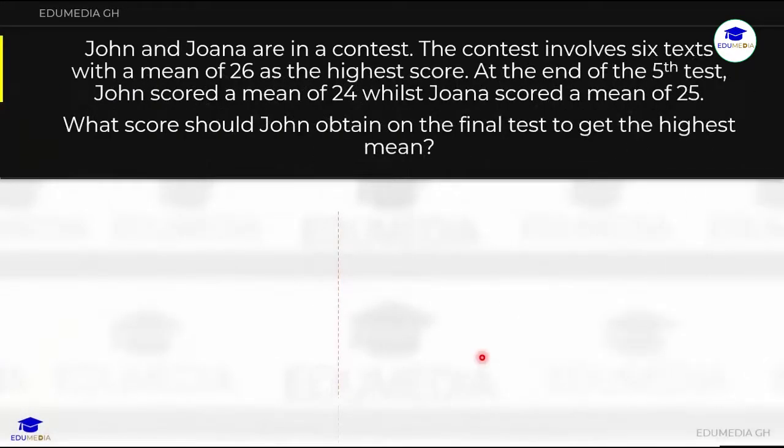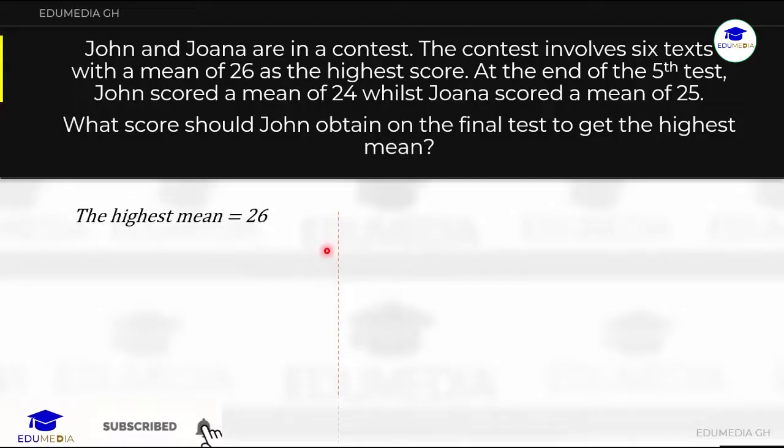First of all, let's identify the highest score that the question is giving us. The highest score that they need to attain is 26 here. So the highest mean that they need is 26. But at the end of the 5th test, John had already scored a mean of 24. And let's also remember that the question is asking us the score John should obtain on the final test to get the highest mean. So at the moment, we have to pretend as if there's nothing talking about Joanna, because we don't need anything about Joanna. We are looking for a figure that John will need to attain in order to get the highest mean, and the highest mean is 26. So therefore, let's focus on John.